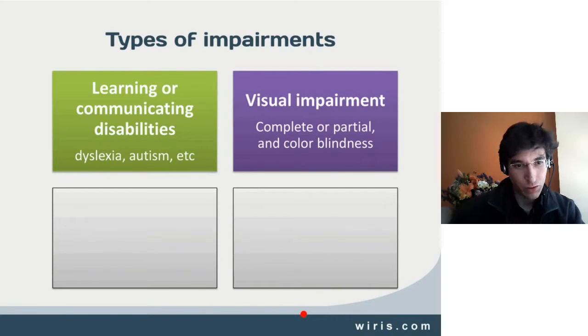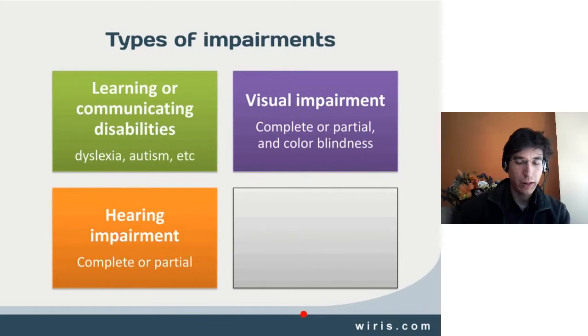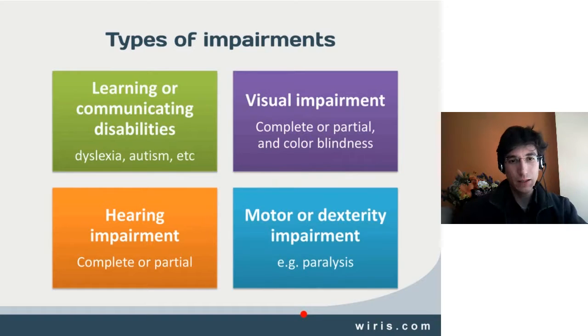Second one, visual impairments, complete or partial, color blindness, anything that makes us see the screen differently, right? Third one is hearing impairment, which can be complete or partial. Of course, when it comes to Moodle and mathematics particularly, it is not very relevant to what we do. It would be more relevant for videos or for other subjects, maybe for languages and so on. But we won't be talking a lot about listening or hearing issues, right?